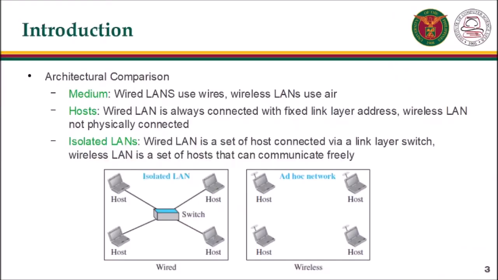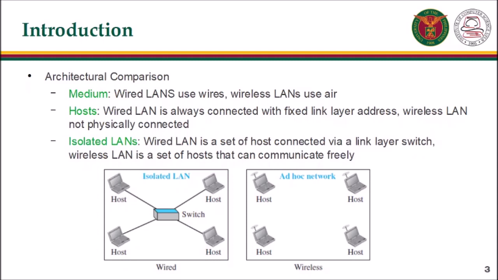Wireless communication is one of the fastest growing technologies. The demand for connecting devices without the use of cables is increasing everywhere. Let us first compare the architecture of wired and wireless LANs. The first difference we can see between a wired and wireless LAN is the medium. In a wired LAN, we use wires to connect hosts. In a wireless LAN, the medium is air. The signal is generally broadcast.